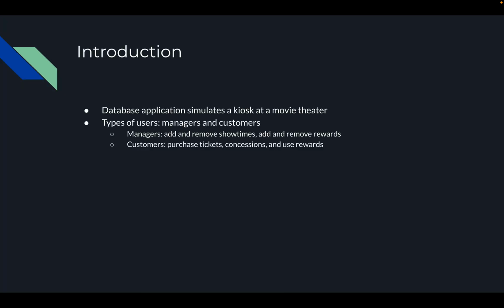Our project is a program that simulates a kiosk in a movie theater setting. Different types of users can interact with the program, and so far, the program can handle two types of users: managers and customers. For managers, they can add and remove showtimes and add and remove rewards as well. And for customers, they can purchase movie tickets, concessions, and use rewards they obtain for buying tickets and concessions.